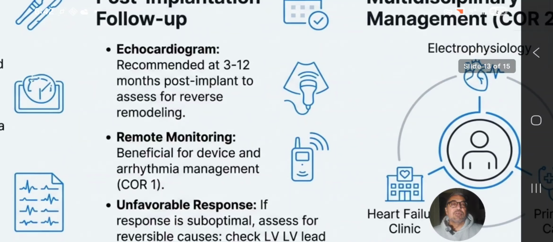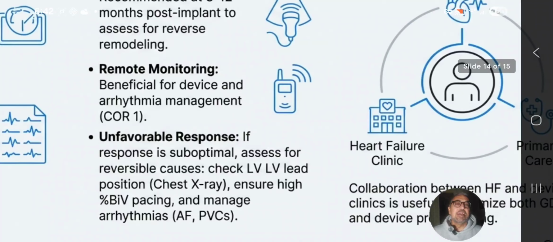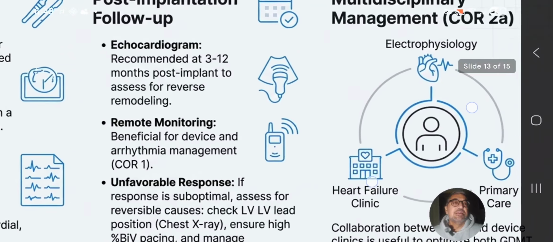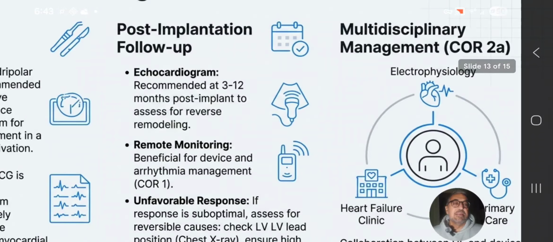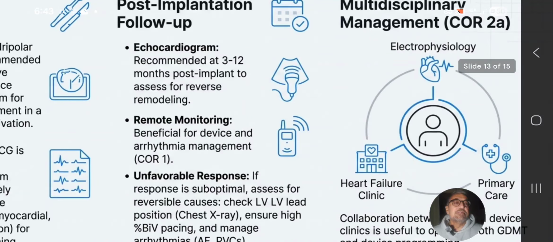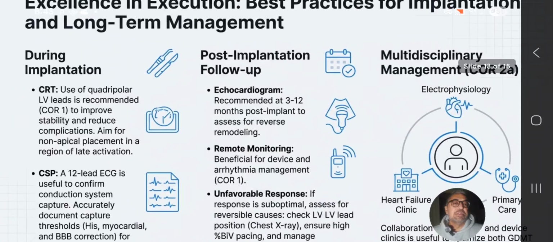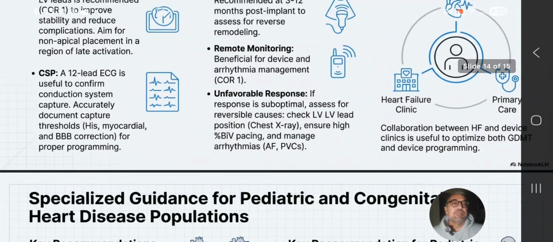Post-implantation, you should consider an echocardiogram 3 to 12 months post-implant to assess for reverse remodeling. Remote monitoring is highly beneficial. And for patients with unfavorable response, consider reversible causes. For example, is the patient pacing adequately? If they're not pacing adequately, then they would not get the benefit. Now, this is a multidisciplinary approach between primary care, electrophysiology, and the heart failure doctor.